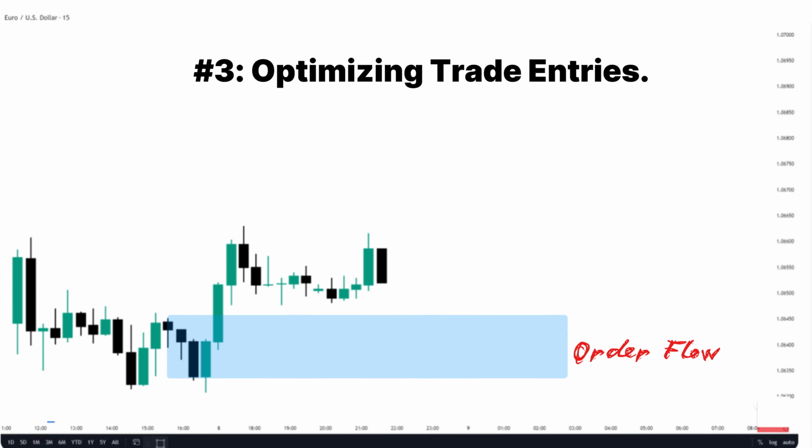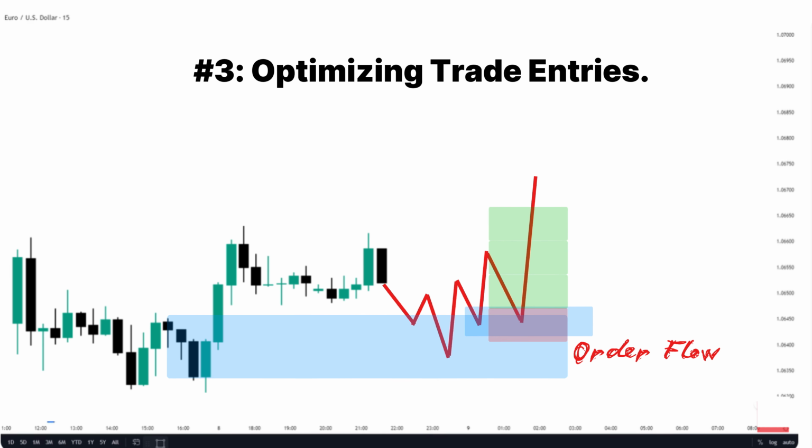Number 3. Optimizing trade entries. Analyzing multiple time frames allows traders to pinpoint optimal entry and exit levels. For example, if you are waiting for price to pull back into an order flow area and plan to enter buy positions during bullish momentum, setting entries at the top of the zone would result in unnecessarily large stop losses. Instead, a better approach is to seek confirmation and execute trades on lower time frames. This improves entry precision, minimizes false signals, and boosts overall trading confidence.